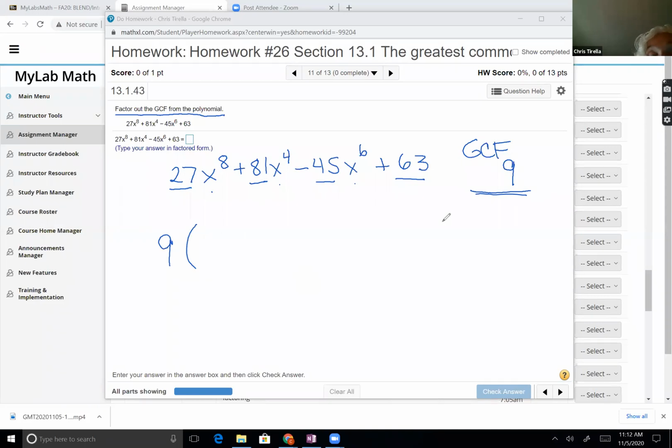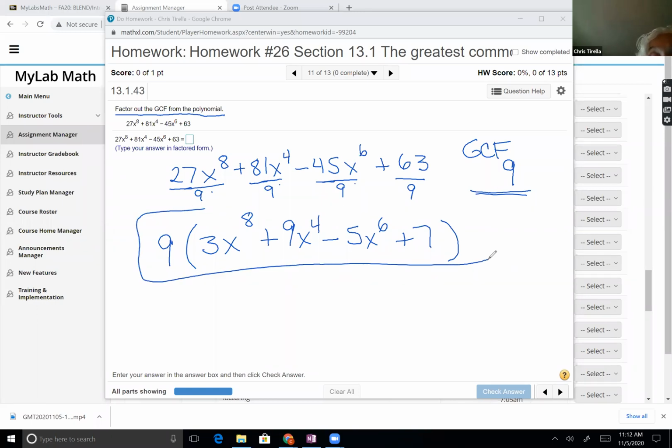So here, my only common factor is 9. And now to find that other factor that should have 4 terms, I'm going to think of dividing each one of these by 9. And that leaves me with 3x to the 8th plus 9x to the 4th minus 5x to the 6th plus 7. And that's the only thing that's common to all 4 terms. And so that'll be my final answer. All right.